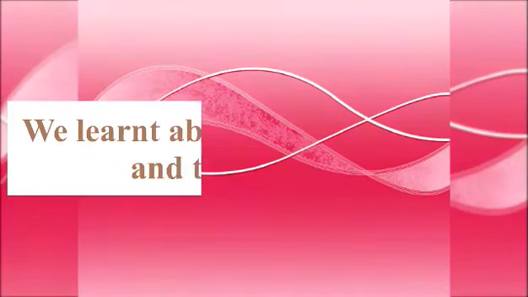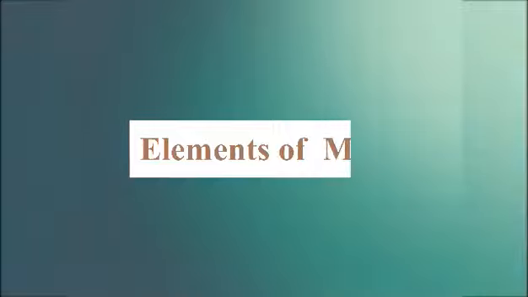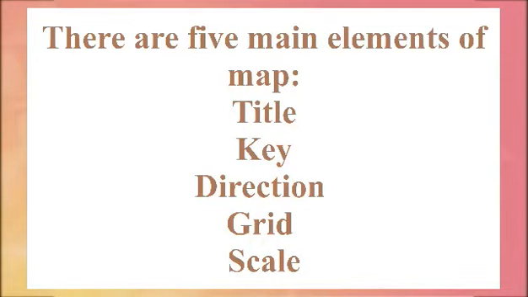In last lecture we learned about map, its uses and types of map. Now we learn about elements of the map. The map has basic elements. Through these elements you can read and understand the map better. These 5 elements include the title, key, direction, grid lines and a scale.